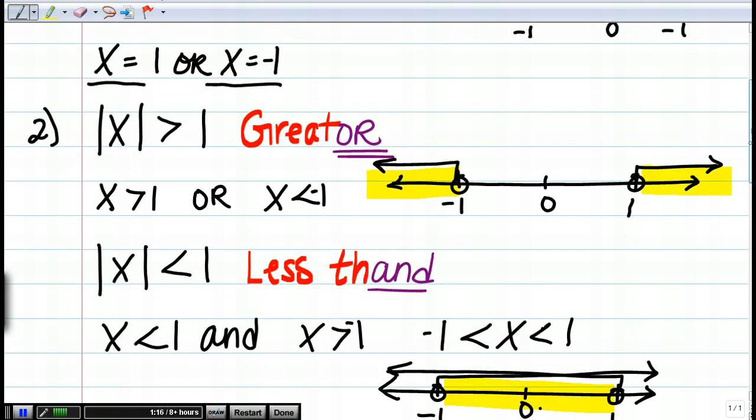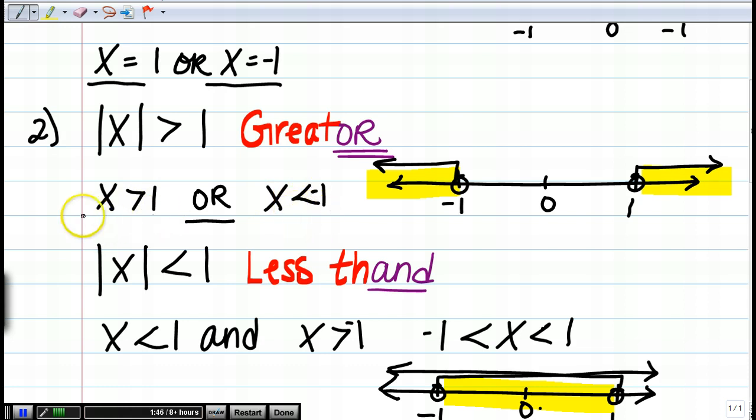When you have absolute value of a greater than sign, I say that it's great or, and that's why I spelled this with an or, great or. So whenever you have a greater than sign, it's great or, and it should have the word or in it, and your answer should look like an or. So I would have the absolute value of x is greater than 1, so x is greater than 1, or x is less than -1.